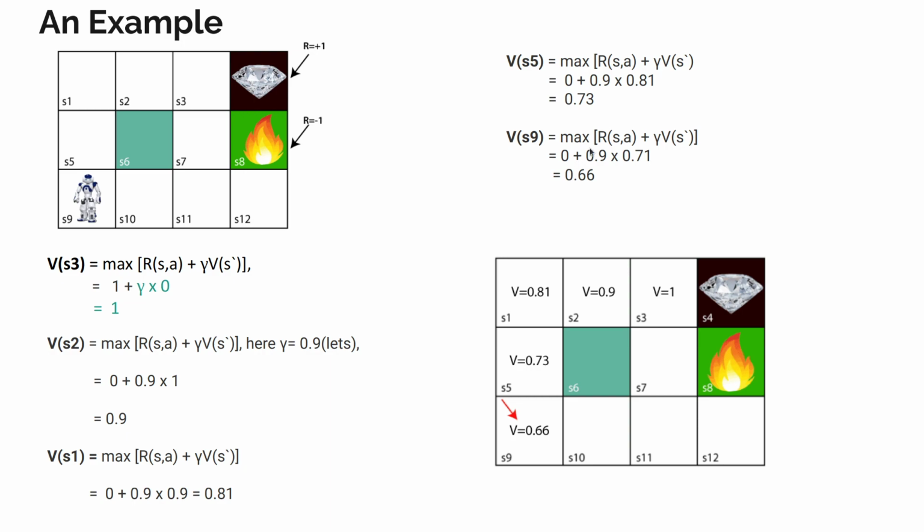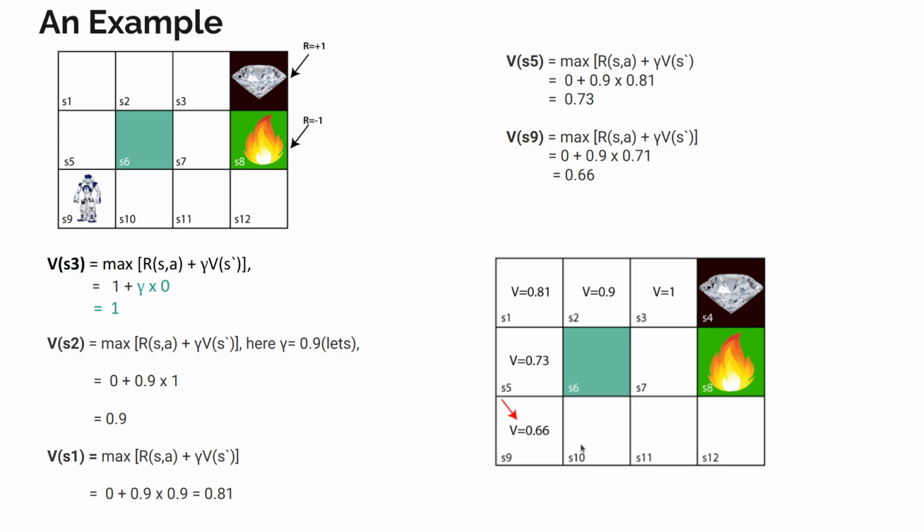So the value of S9 is saying I am in S9. Where is S9? This is S9. We have to calculate V of S9. So from V of S9, what action should I take? Should I go to S5 or should I take S10? Which one is more optimal? So from here we can figure it out. The optimal one is... which one is the optimal?